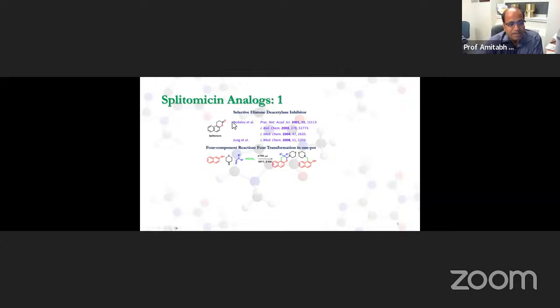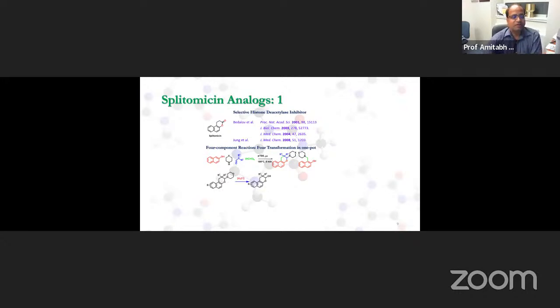And we came across another molecule which is called splitomycin. And if you look at the structure of splitomycin, it's a very simple compound. It's a lactone on naphthol. Okay, so I was able to notice that the kind of compound we are making, we can actually convert them into splitomycin analogs.